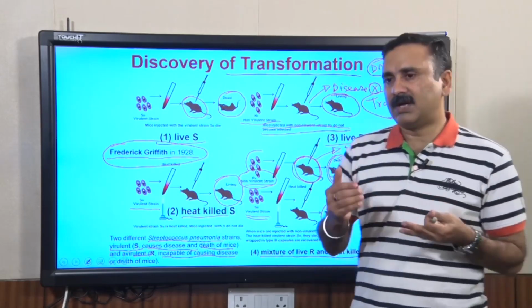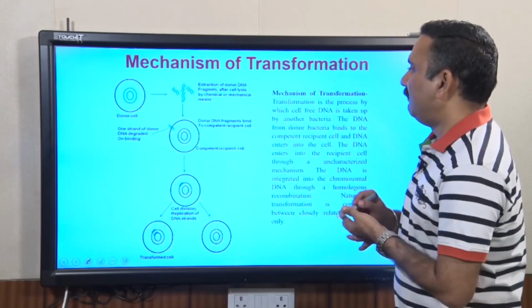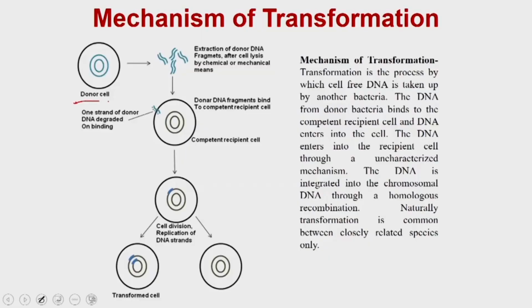So, in a typical transformation, what is the mechanism of transformation? You have a donor cell. The donor cell is giving the DNA or the recombinant DNA. These DNA fragments come out from the donor cells either by chemical lysis or by mechanical lysis, that is, cell lysis by chemical or mechanical means. So, this DNA is present in the environment.